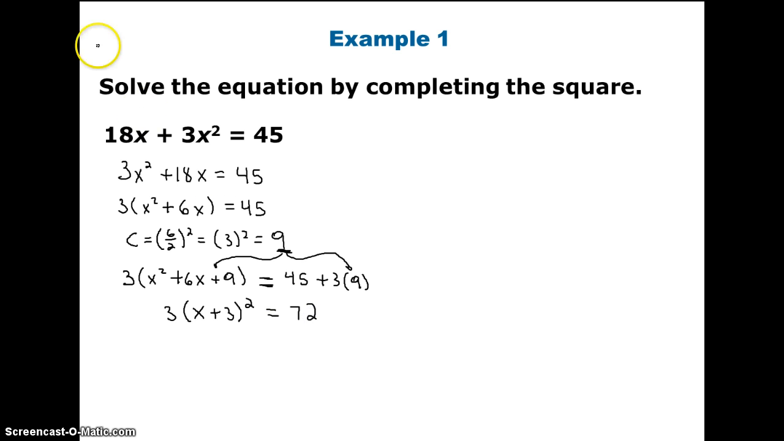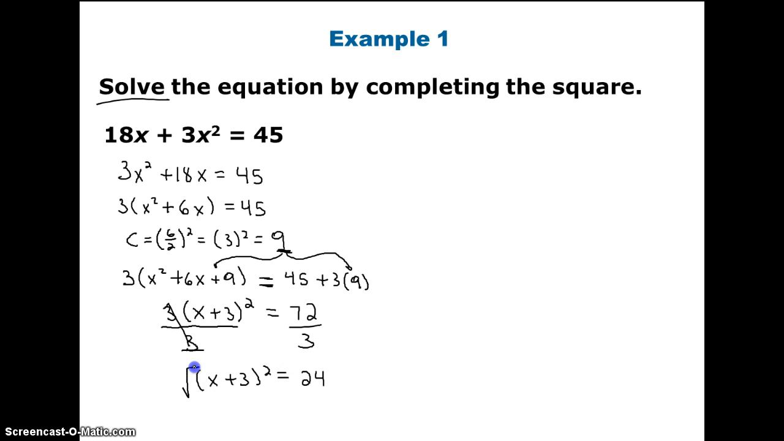Now we want to solve. It says solve by completing the square. So in order to solve, since we have a square, we can use the square root rule. But before we do that, we need to get rid of the numbers outside of the parentheses. To get rid of this 3, you just divide by 3. So this turns into a 1. We're going to have x plus 3 squared, and 72 divided by 3 is 24.